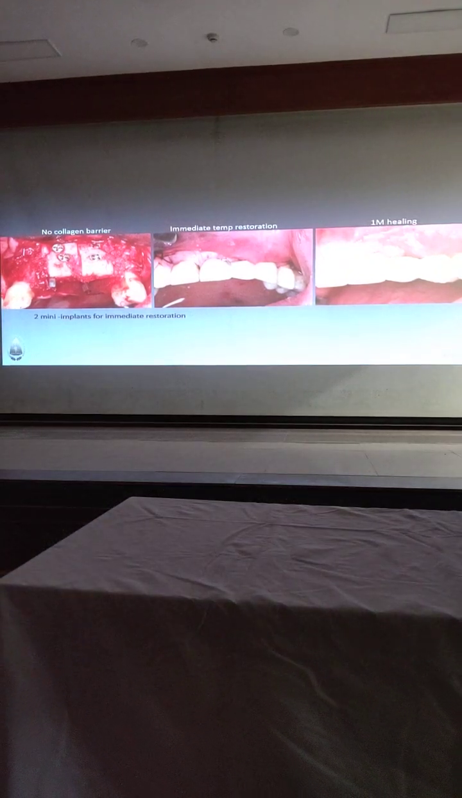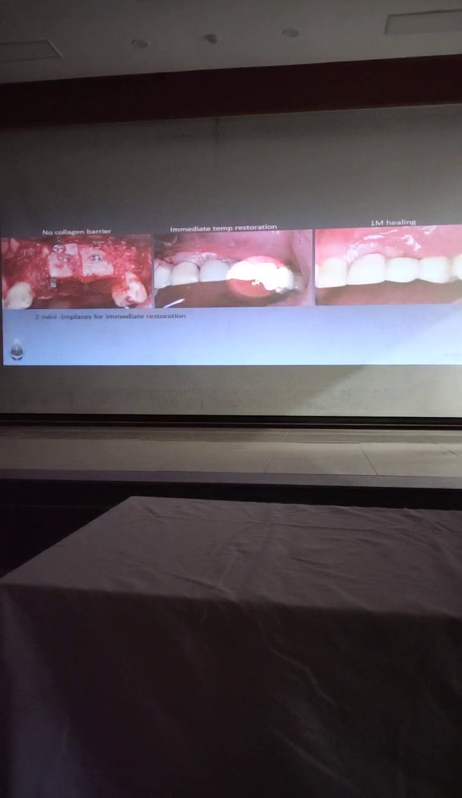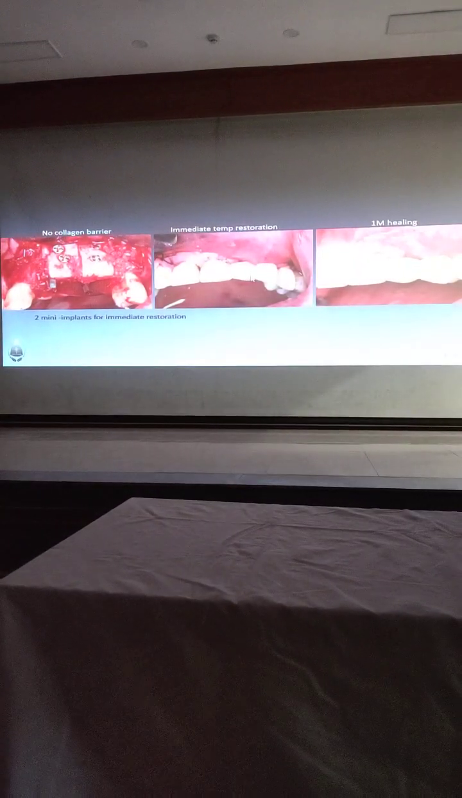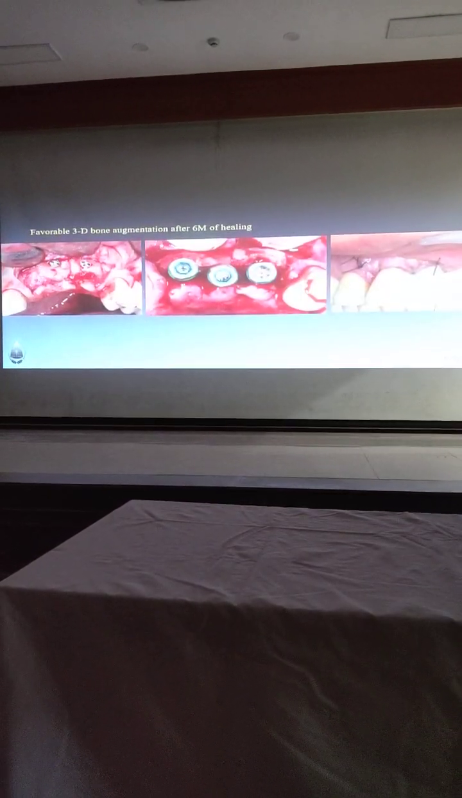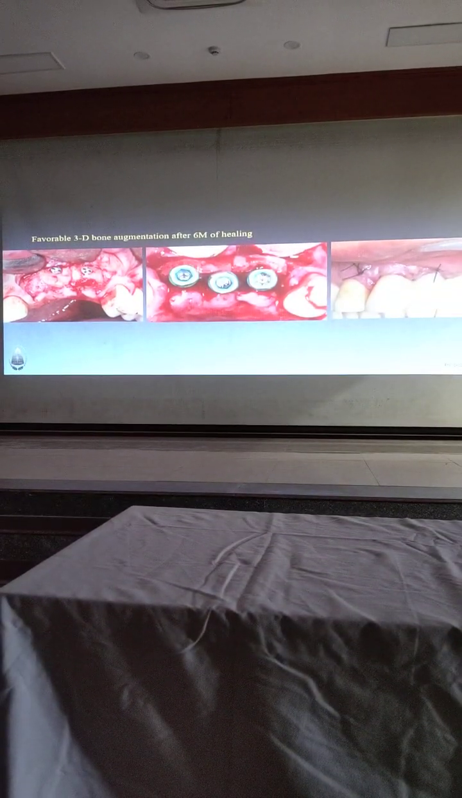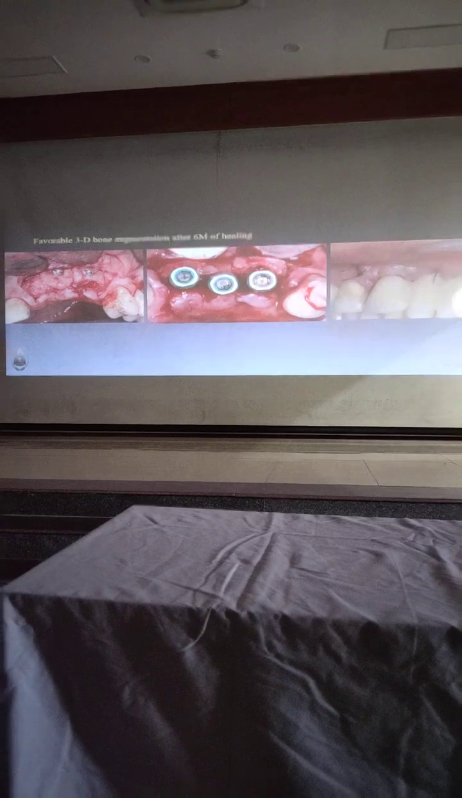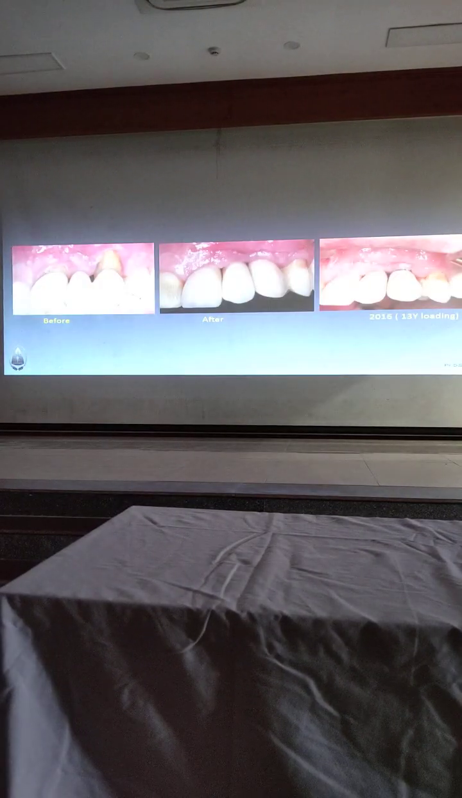Two mini implants were placed at the same time in order to provide immediate transferalization. This is 4 months healing. So after 6 months healing, you can see favorable 3D implementation. So I placed the 3 implant and the immediate patient was released on the same day.